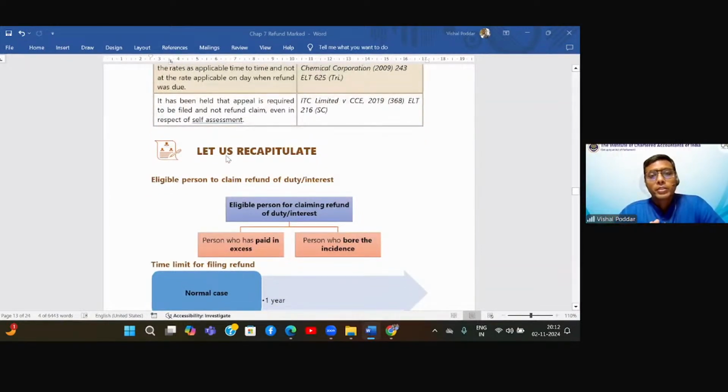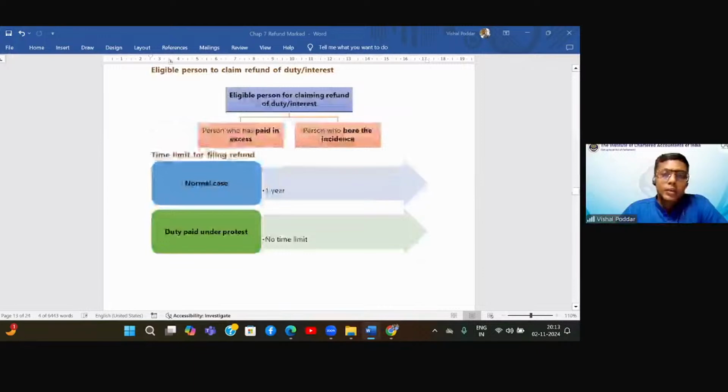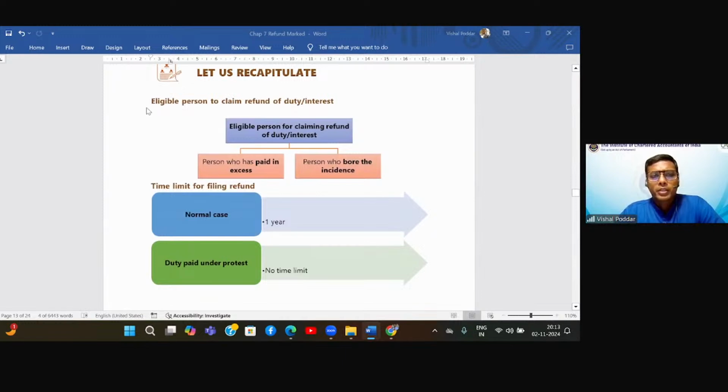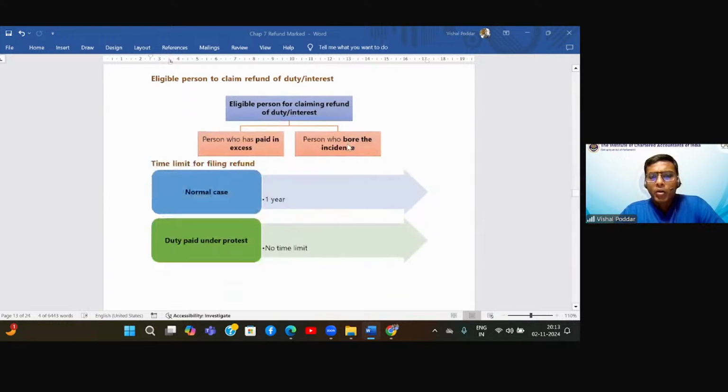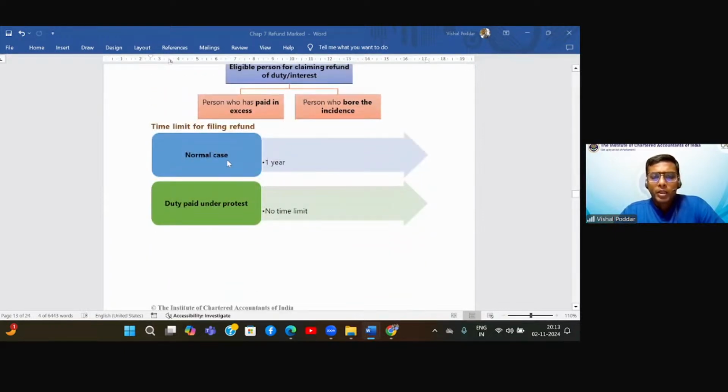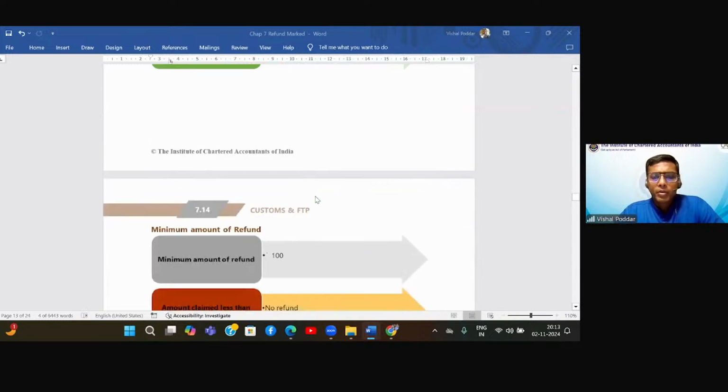So we just studied 26 and 26A, which dealt with what are the different scenarios of getting refunds in case of export or import. So let us just recapitulate. So what it says, eligible person to claim refund. Eligible person is one, the person who has paid or who has borne the incidence. Ultimately, it is this person. Time limit, normally 1 year. Duty paid under protest, no time limit.